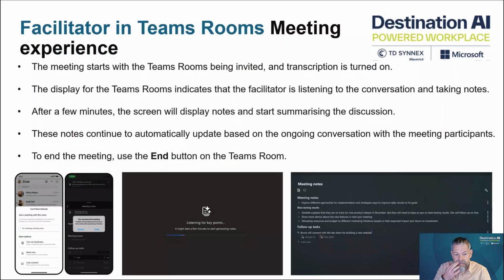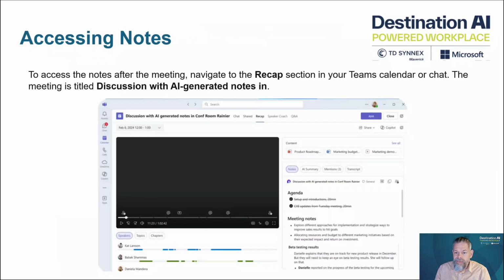To see what the experience looks like: we join the meeting, it displays the room, and indicates that Facilitator is listening to the conversation and taking notes. After a few minutes, the screen will display the notes and start summarizing what we spoke about, some of the discussion points we've had. At the end of the meeting, we simply end the Teams room meeting call, and then we're able to access those notes and the navigation, have the recap of what happened, and start deciding what we want to do with the AI discussion notes.